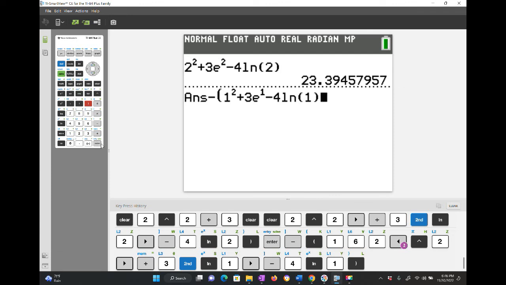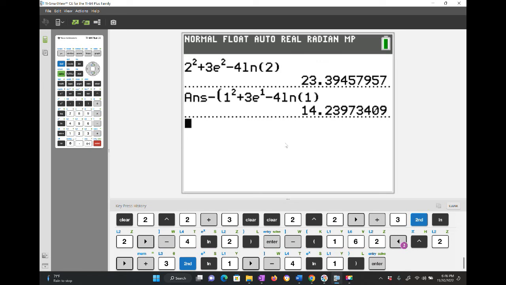Okay, and now this is not going to give you what the value of this particular piece is. This is going to give you the entire area, which is 14.24 if you round it. But that's doing it piece by piece.